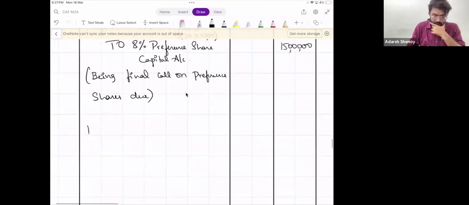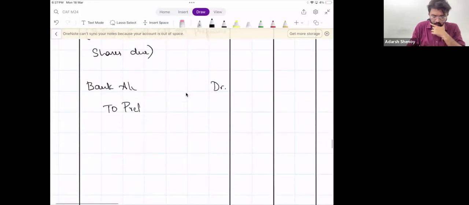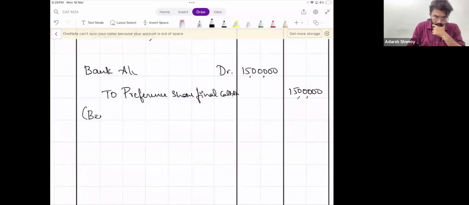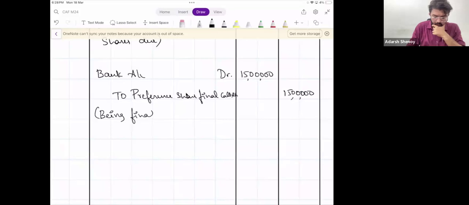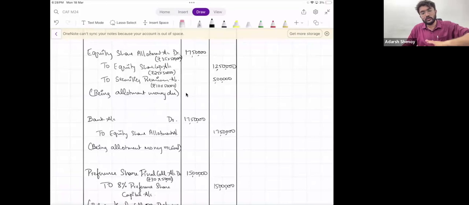Next, receive this money. Being final call money received. Remember, this is preference shares, not the continuation of the right shares. Don't get confused. The first part related to the right shares, where we received the application money, transferred it to capital, then passed the due for allotment money, which had securities premium in it, and then received that allotment money. We did not do the final call for those shares because the final call is due in the next year, not this year. So I did not do the final call for those equity shares.